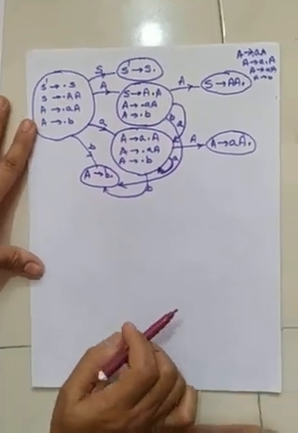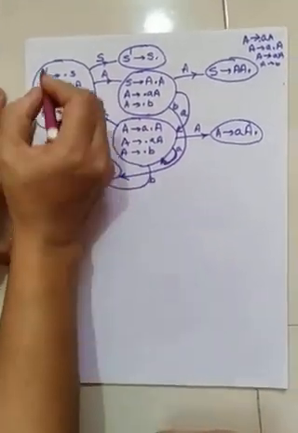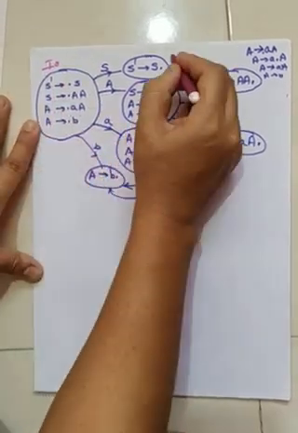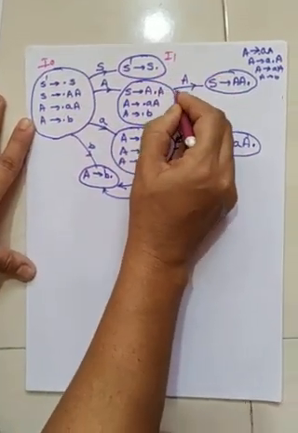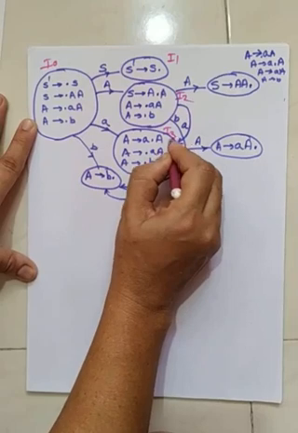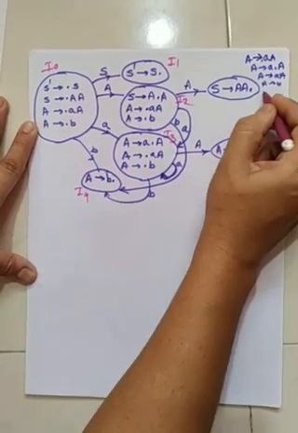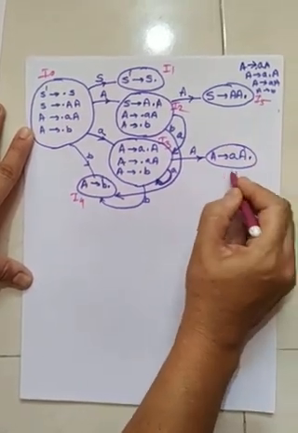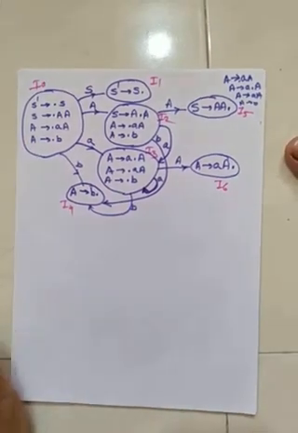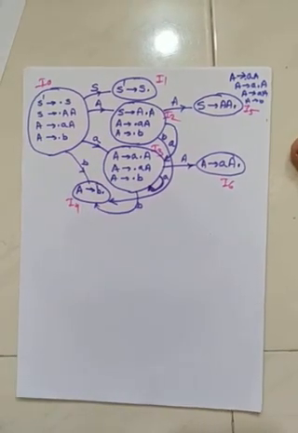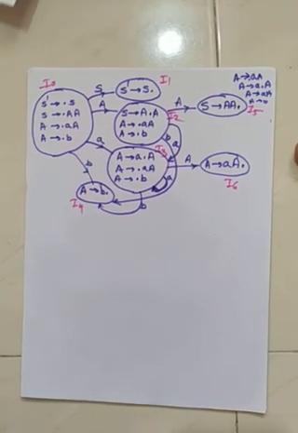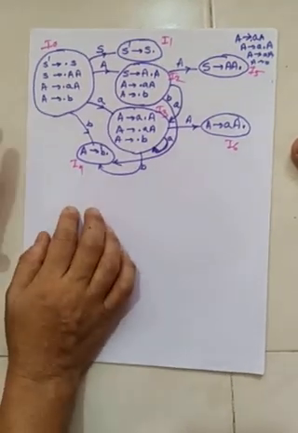After that, just assign the state numbers. So this is the I0 state, I1 state, I2, this is I3, this is I4, I5 and I6. That means we have a total of I0 to I6 states.